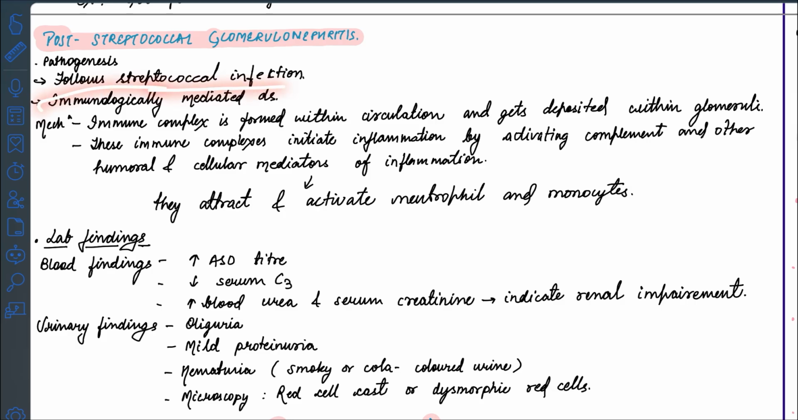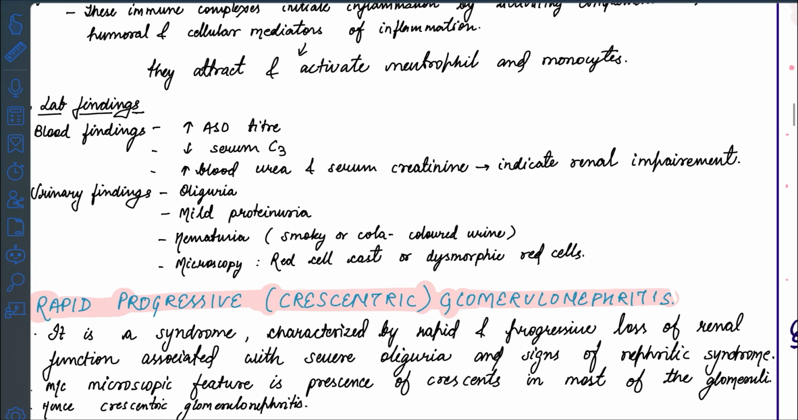I'll go through it once again. It follows post-streptococcal infection. It is an immunologically mediated disease. The mechanism is deposition of immune complex in the glomeruli, which further initiates inflammation by activating complement and other cell and humoral mediators, leading to activation of neutrophils and monocytes. Now the lab findings are increased ASO titer, decreased C3, and increase in blood urea and serum creatinine. Urinary findings can be oliguria, mild proteinuria, hematuria, and in microscopy you'll see red cell cast as well as dysmorphic red cells.